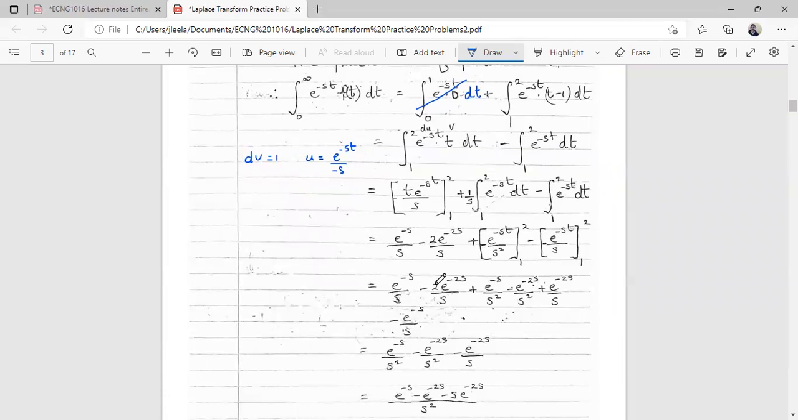Right, so here now we write back these terms. The first term will be minus e to the minus 2s over s squared, and you get e to the minus s over s squared when you put in the 1 here, because our minus will give you a plus. And then here now, you could pull out this negative, and this will give you a positive.